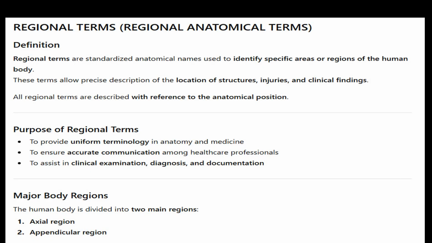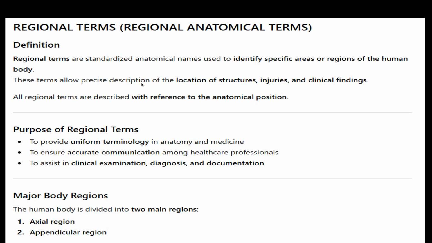Alright, so let's start from the definition itself. Firstly we will see what is a regional term. In case of a regional term, the definition is quite simple. Regional terms are standardized anatomical names used to identify specific areas or regions of the human body. So these are the terminology, the standardized anatomical names that a medical professional uses to identify the specific areas or regions of the human body.